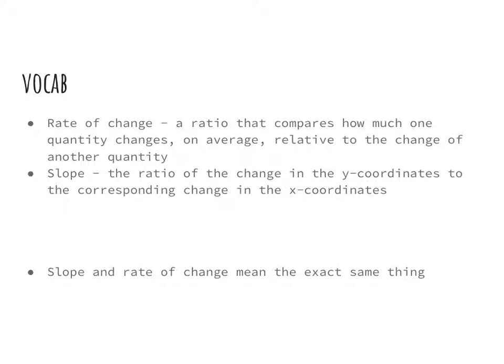We've got rate of change, which is a ratio that compares how much one quantity changes on average relative to the change of another one. We also have slope, and that's the ratio of the change in the y-coordinates to the corresponding change in the x-coordinates. So for what we're doing with it, slope and rate of change mean the exact same thing.